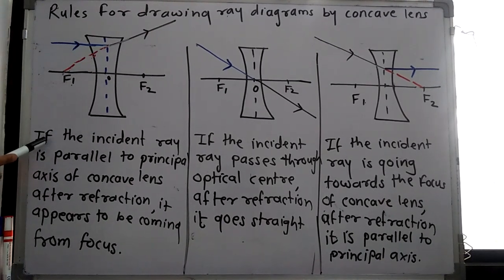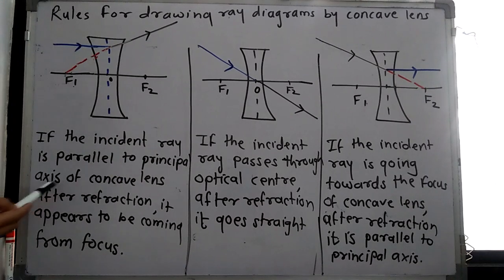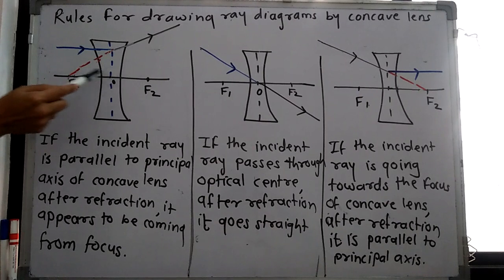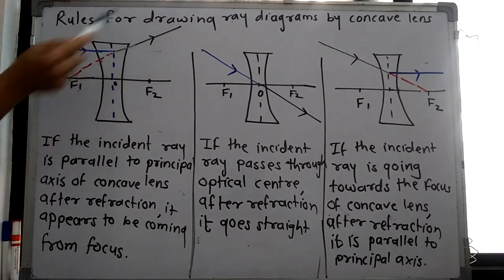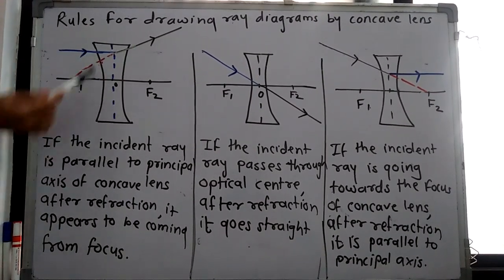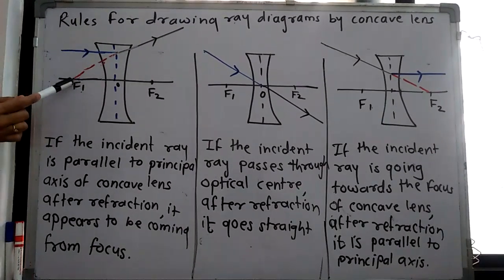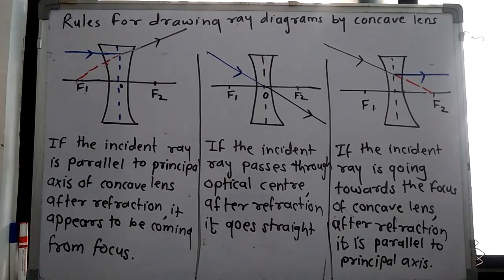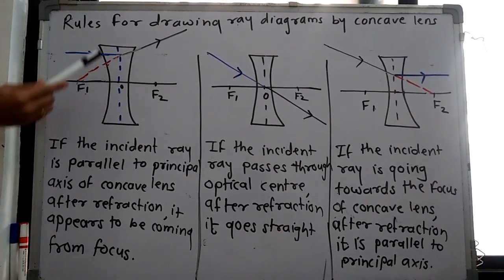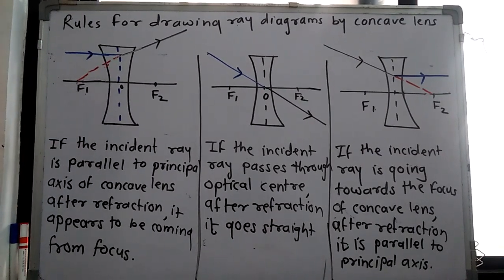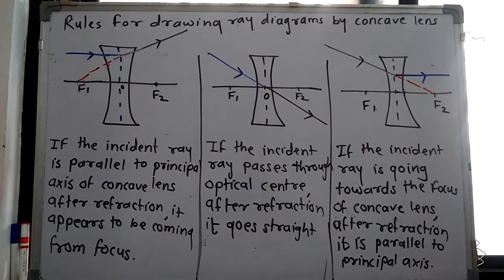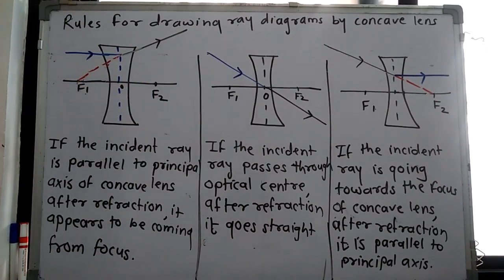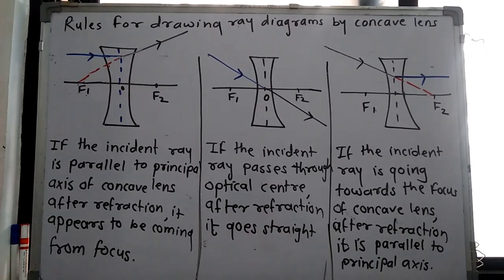So what is the first rule? If the incident ray is parallel to the principal axis of concave lens, the refracted ray gets diverged, but it appears to be coming from the focus. This is the first rule. Now second rule for concave and convex lens, both it is same, that if the incident ray passes through the optical center, then after refraction it traces the same path. So the incident ray and refracted ray trace the same path. There is no change in the direction.